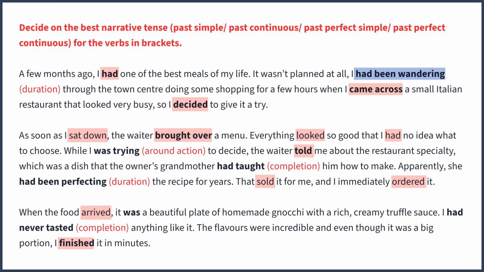In the second paragraph, there is an example of the past continuous. Why not use the past perfect continuous here? Well, because the action of trying to decide was happening around the time of the other action, the waiter told me. The action was not stopped, it was not interrupted by the waiter told me, it continued around this action. Therefore, past continuous. We also have an example of the past perfect continuous in the second paragraph. She had been perfecting. Here, the past perfect continuous emphasizes duration, that the action continued over a long period of time.